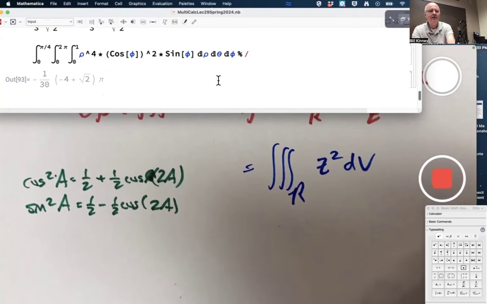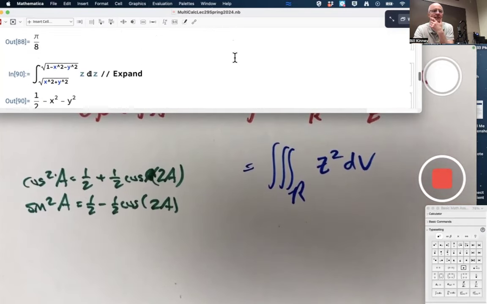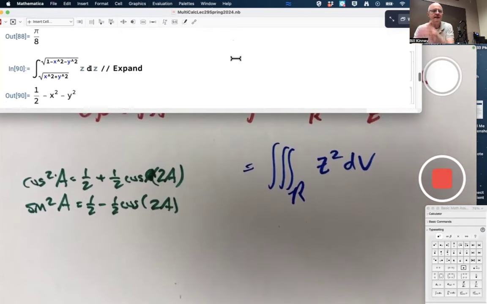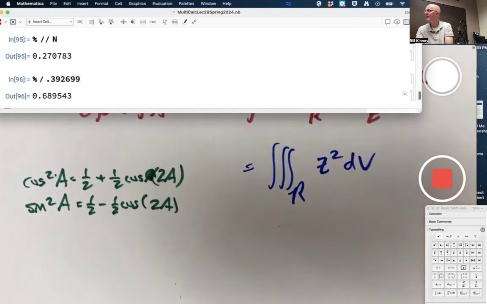Divide that by, let's just approximate it, about 0.27, that's the moment. Divide that by 0.392699. You get the center of mass in the z direction to be about 0.69. The coordinate would be about 0.69 for the center of mass in the z direction for this ice cream cone. The highest point in the ice cream cone, by the way, has z equals 1 because it was the sphere of radius 1.